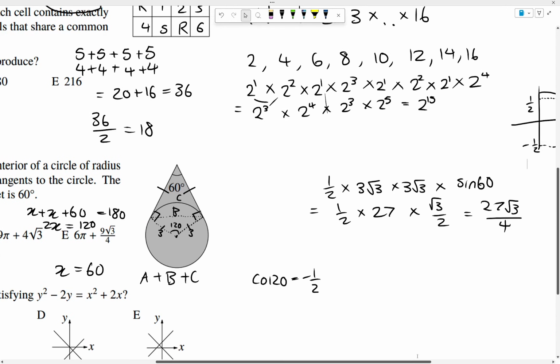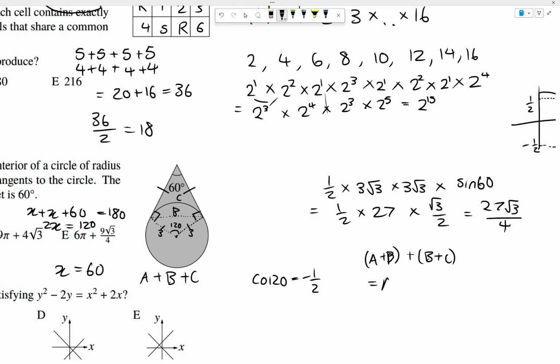And the last bit is we have the area of the triangle and we have the area of the circle. So if I add A plus B plus B plus C, we have A plus 2B plus C. So the last step would be to subtract away the area of B. And the way I'm going to work out the area of B is I'm going to notice that B is equal to the area of this sector, not segment, sorry, minus the area of this triangle.